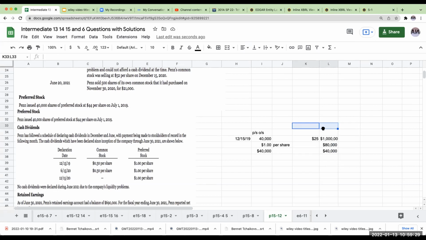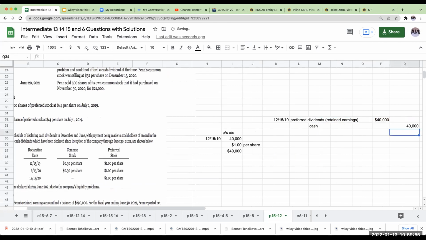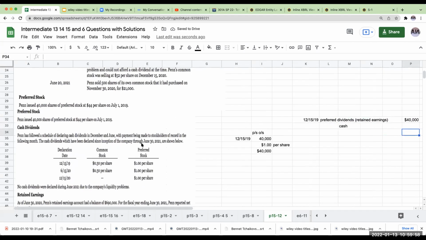Same thing. So what we would do is on 12/15/19, we would debit preferred dividends, and we would be crediting cash ultimately for the 40,000. So this is when it was declared. The other way of looking at this is, instead of 12/15, the actual payment is, and we don't really have to worry about cutoff because they're using a June 30th year end, but I'm essentially just simplifying this.